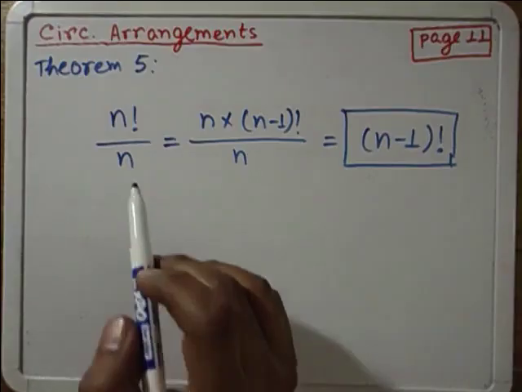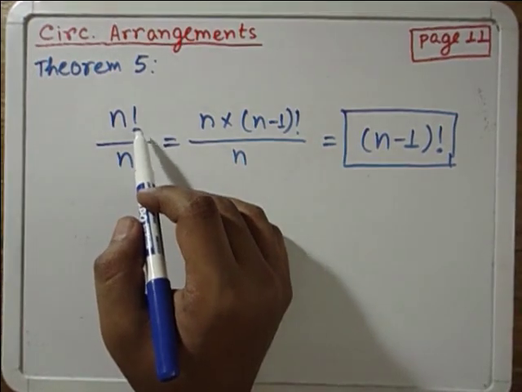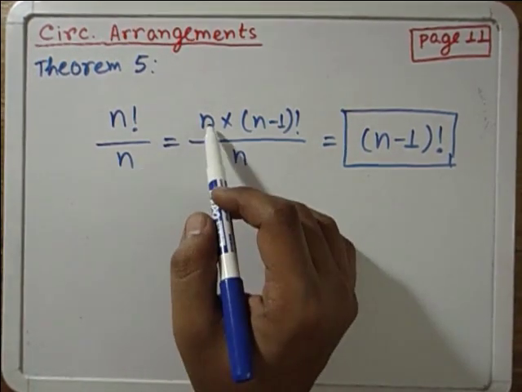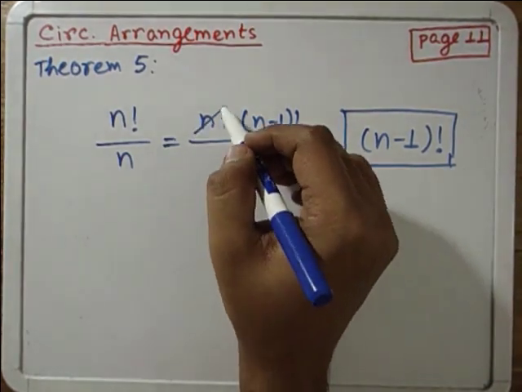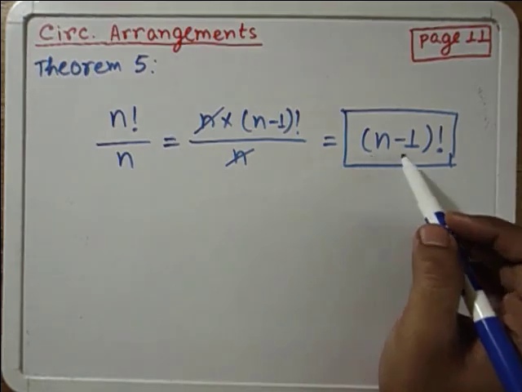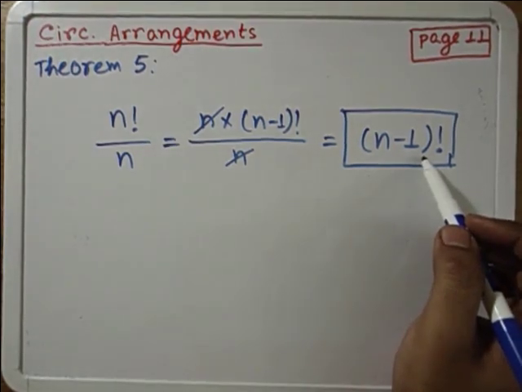So let's see the related theorem here. Theorem 5. Suppose 2 arrangements in a circle are considered identical if one can be obtained from the other by rotation. Then the number of distinct arrangements of n objects in a circle is n factorial over n. Now n factorial, we know, is n times n minus 1 factorial. So n and n cancel off. The final answer is n minus 1 factorial.